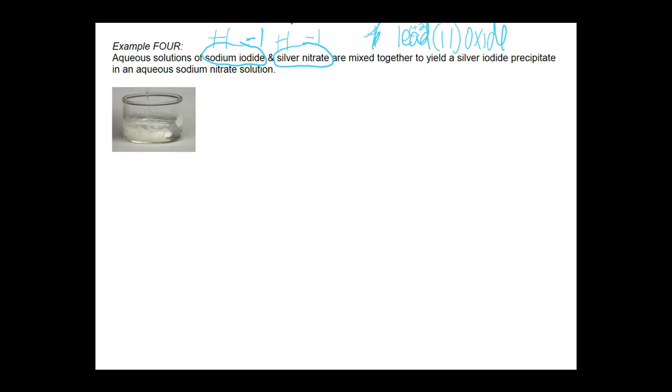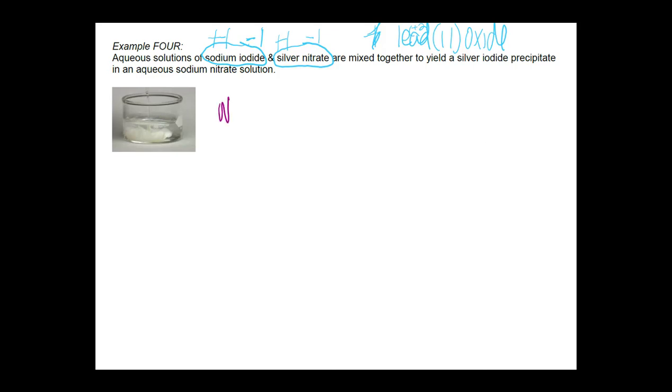So knowing that, and those charges, by the way, from reactants to products always stay the same. Knowing this information, I want you to try to write this chemical formula and write the whole reaction. So pause the video and then we'll come back and resume. All right, let's see how you did.